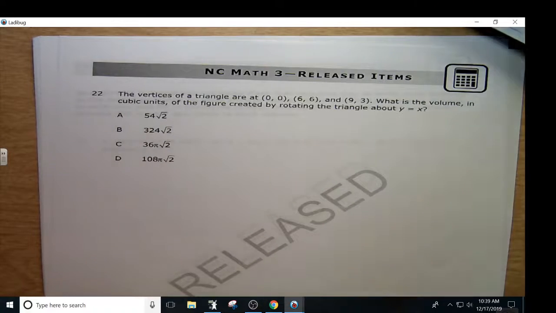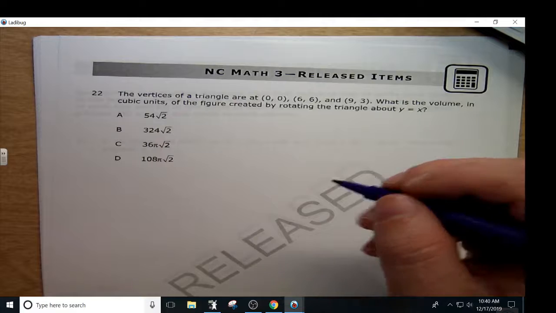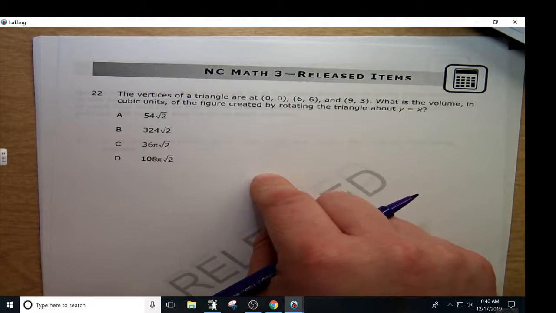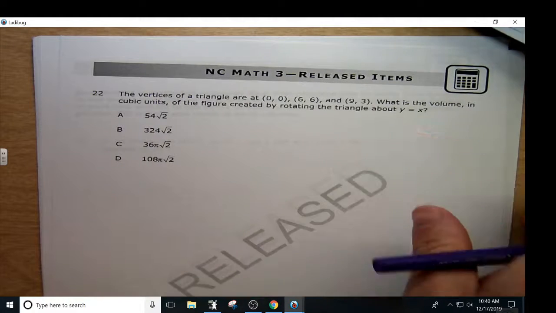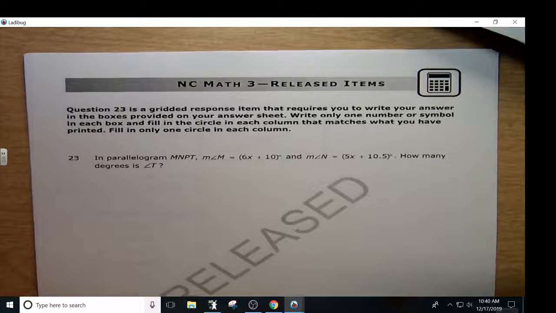Vertices of a triangle are 1, 0, 0, 6, 6, 9, 3. So, guys, you'll have to have some graph paper to do this. I'll get some graph paper. I'll show that on there too. All right, let's look at this one.